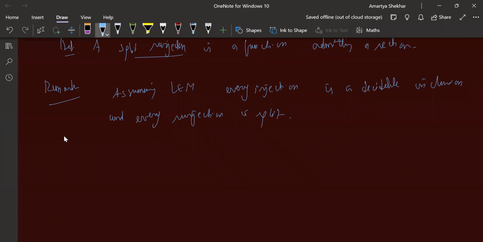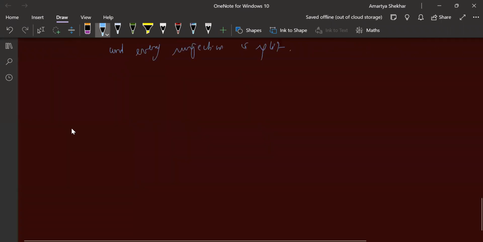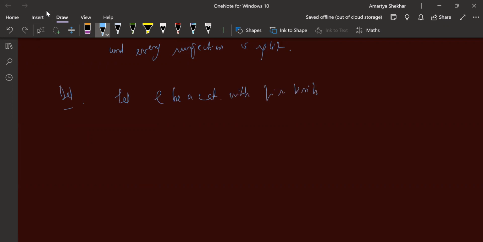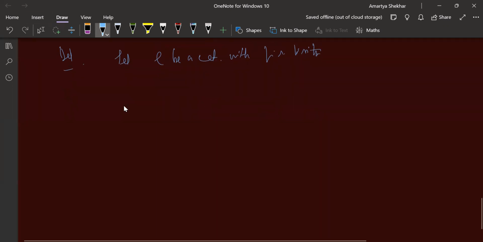Now I'd like to define Van Kampen colimits. So maybe I should start by defining universal, okay, I'll go that way. Suppose we have a category. Let C be a category with finite limits. Hope my writing is not completely illegible. If it is, please feel free to point it out. So we consider a diagram.